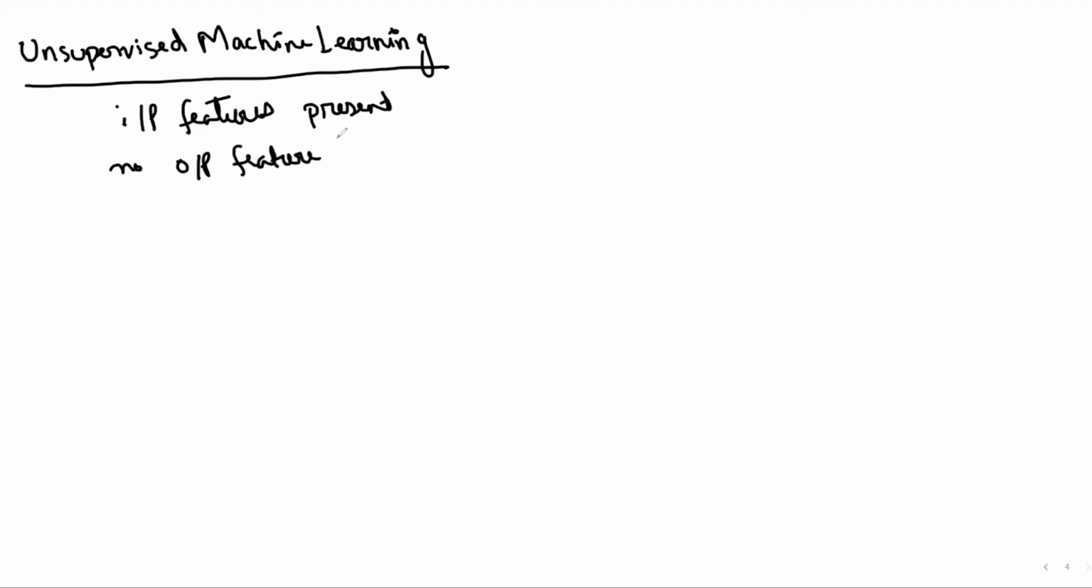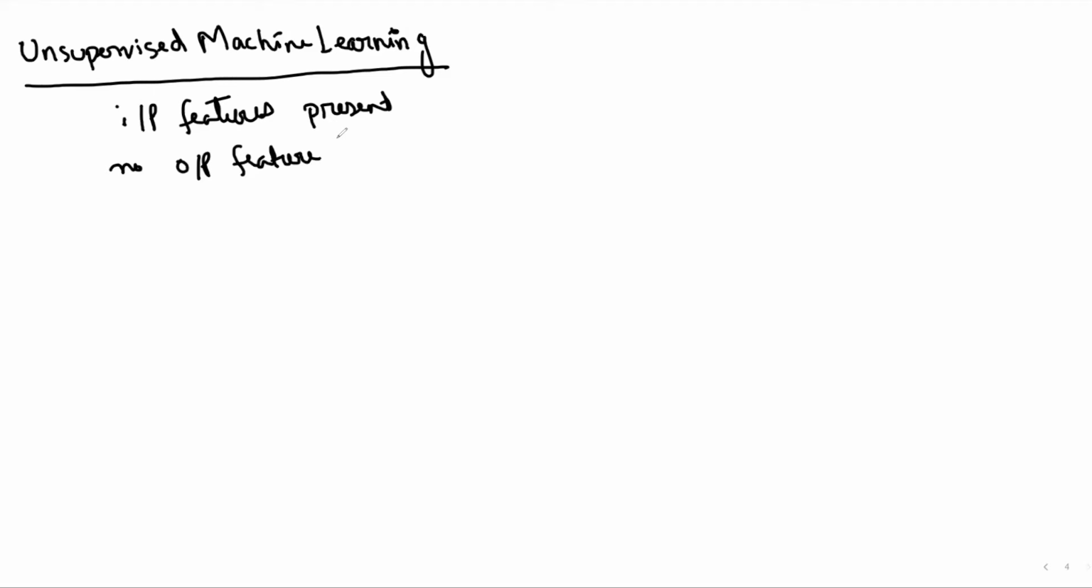Now you may raise a question. If there is no output, then what will we predict? Because in the previous discussions, we have seen that based on the input, we are trying to predict the output. But here I am saying that unsupervised machine learning has only input features. So if there is no output feature, then what's the use? Where do we use it? What's the purpose of having it? What will we predict? So many questions, right?